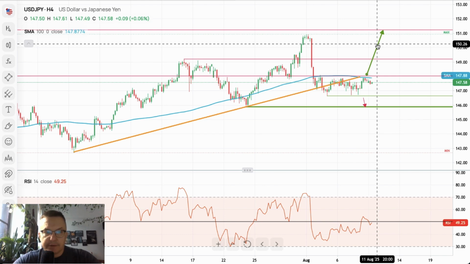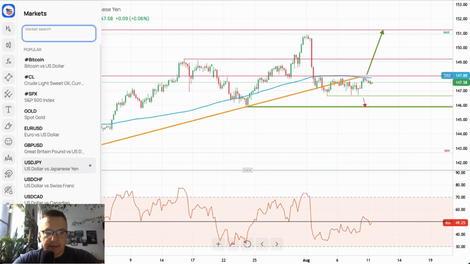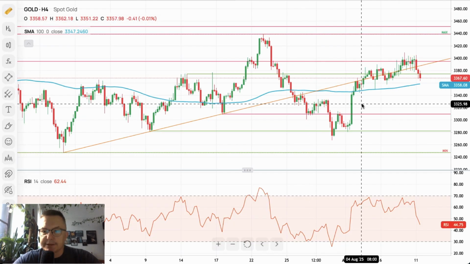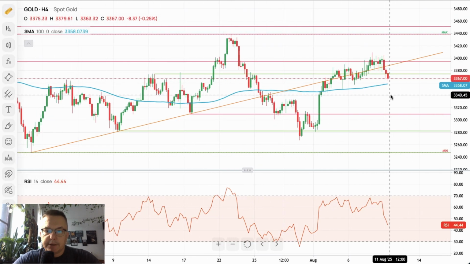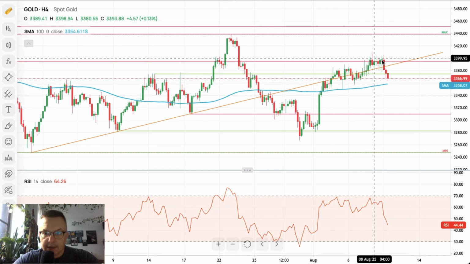Without breakout above this technical resistance, there is no upside resume, right? So please keep an eye on this situation. How is the gold market doing? The gold broke above the trend line yet again. Nevertheless, it was capped roughly at the level of 3,408.